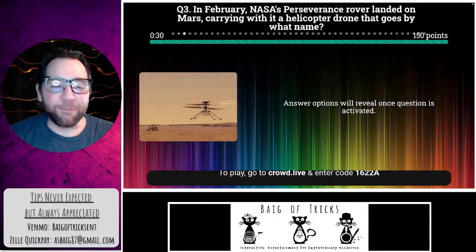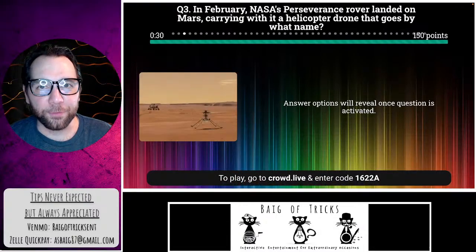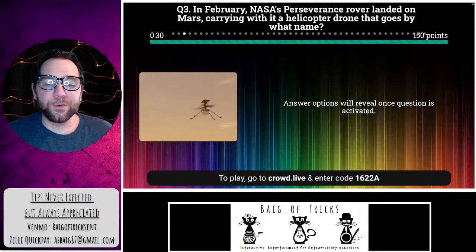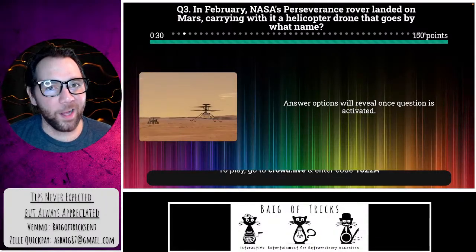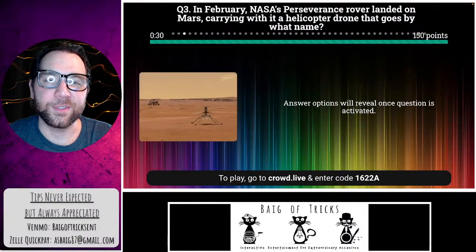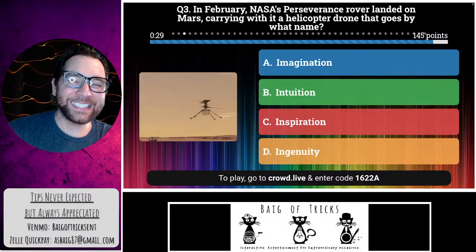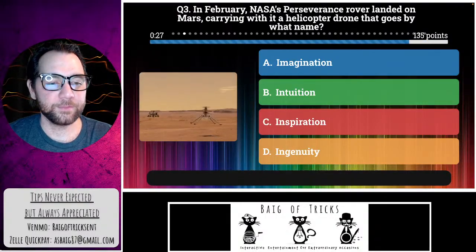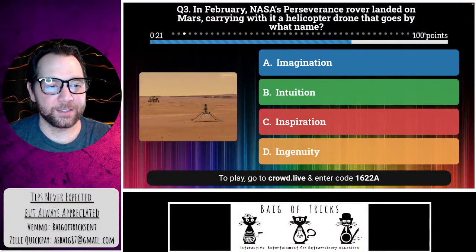Here we go. In February of 2021, NASA's Perseverance rover landed on Mars. On that rover, it had a helicopter drone that was named what? The first controlled helicopter to be flown on Mars was named what? Was it imagination, intuition, inspiration, or ingenuity? It starts with an I. I'll give you a hint.